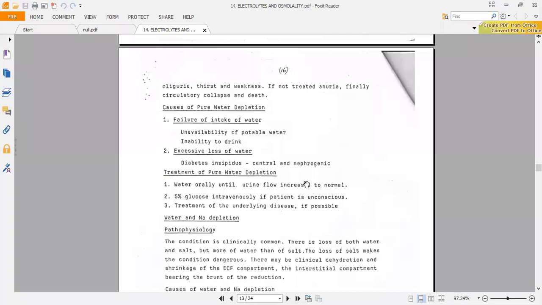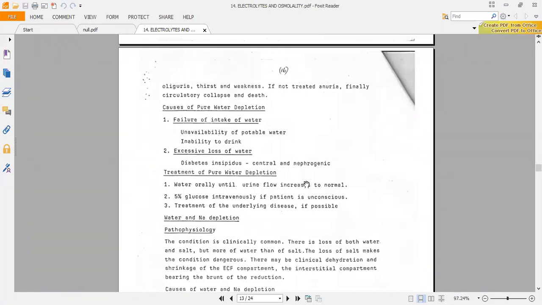There are two causes of diabetes insipidus. The first is the central cause, where you are not producing the ADH at all. The second is the nephrogenic cause, where you are producing the ADH, but it cannot work in the renal collecting ducts. Those are the two types of diabetes insipidus, central and nephrogenic. So the causes of pure water depletion are: one, you are not drinking water at all, and two, you have diabetes insipidus, either central or nephrogenic.